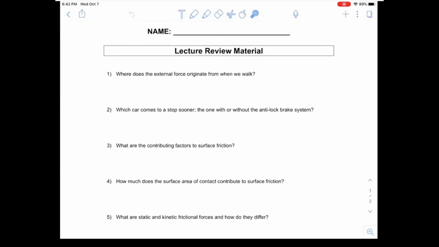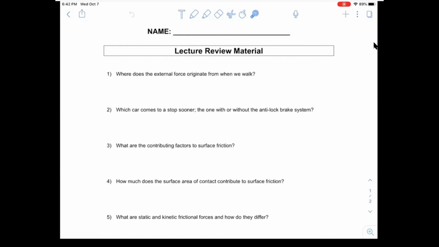Okay, guys, whenever we walk, the external force comes from friction, right? So you apply a force on the ground, or more like parallel to the ground, in the backward direction. So that becomes your action force. In turn, the ground applies the same force back on you in the forward direction. So that becomes the reaction force. Okay, so action and reaction forces through friction.